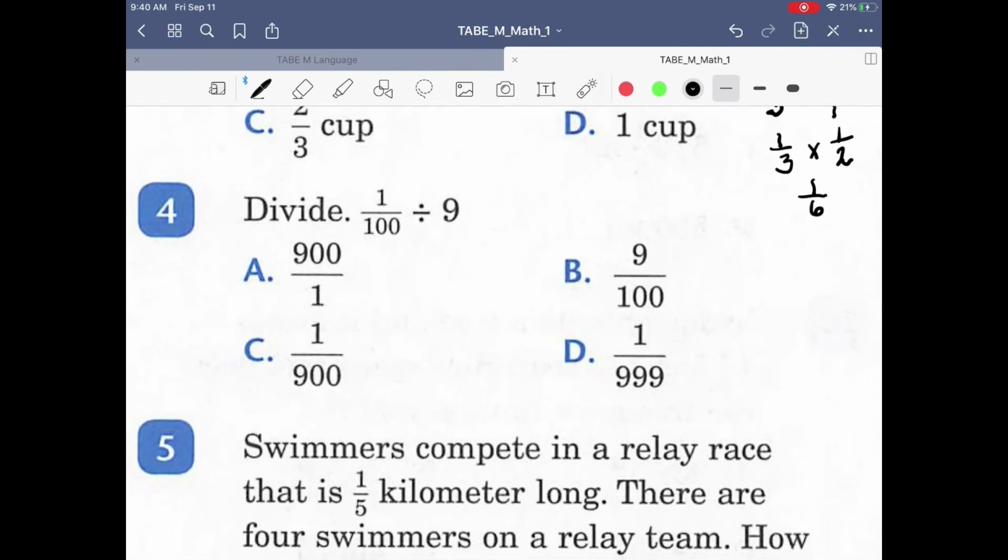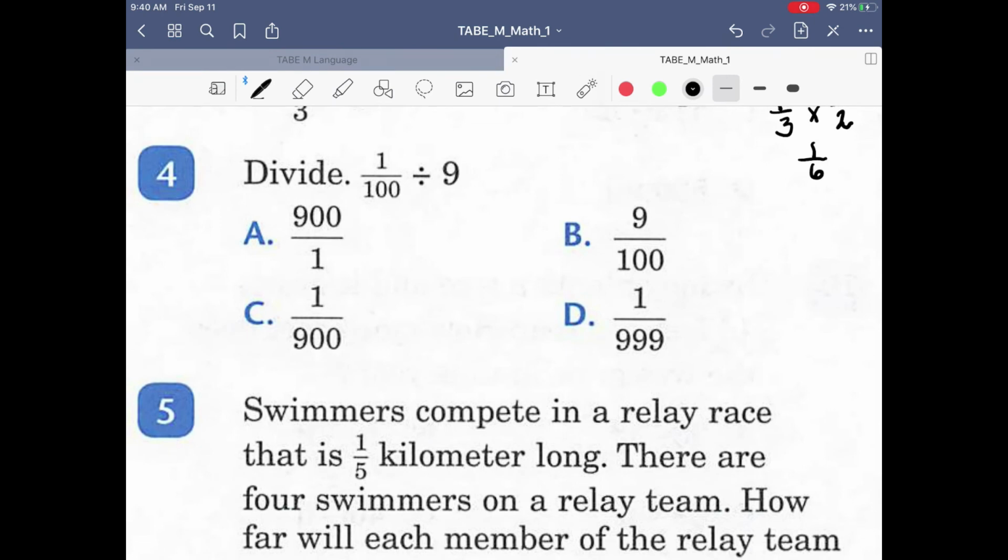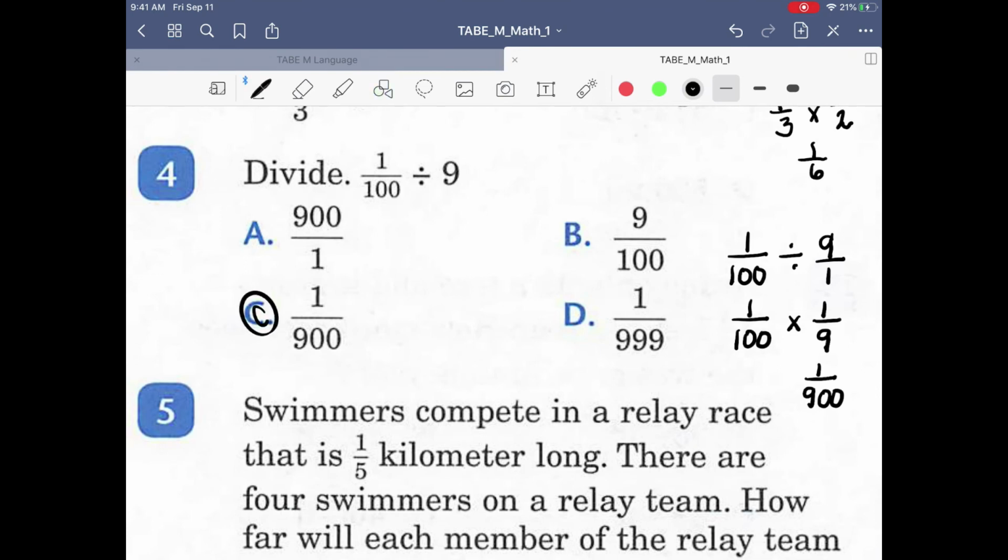Number 4 simply tells us what to do. We don't have to set up a problem or anything. We say that 1/100 divided by 9/1 is the same as 1/100 times 1/9. So on the top I have 1 times 1. On the bottom I have 100 times 9. So 1/900 is the answer I'm looking for.